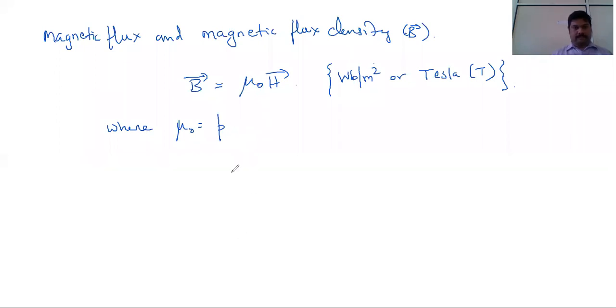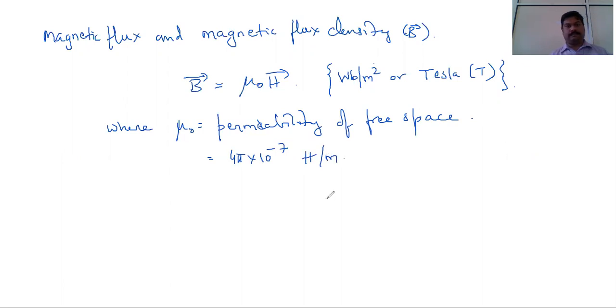Sorry for the spelling. Permeability of free space. The value of this is 4 pi into 10 power minus 7 Henry per meter. So this is called magnetic flux density. The equivalent we saw was electric flux density D. So B is nothing but an analog in magnetic fields, right?